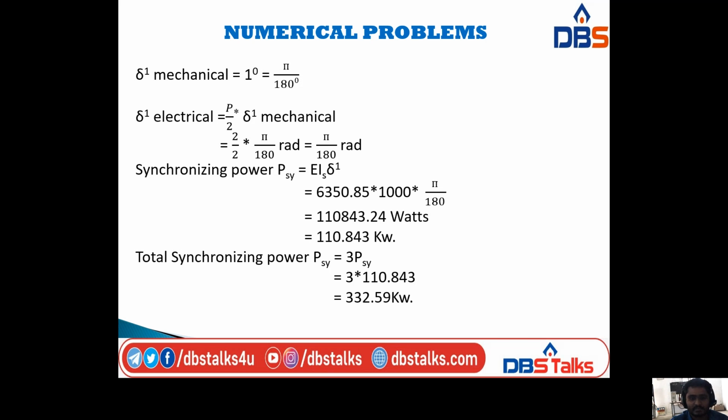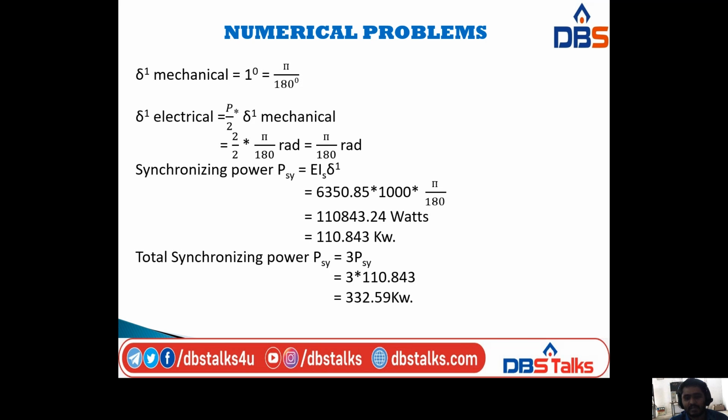Now take the synchronizing power. The synchronizing power P suffix S is equal to E into IS into delta dash. You already know the E value and the IS value, and we just calculated the delta dash value. Please substitute those values into this formula. E is equal to 6350.85, into IS, the short circuit current, which is 1000, into delta dash, which is pi by 180. Finally we have 110,843.24 watts, that is 110.843 kilowatts.